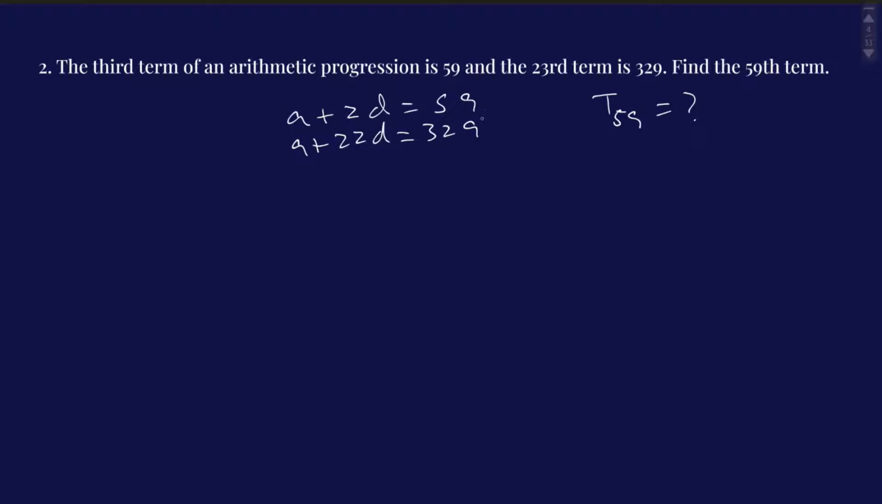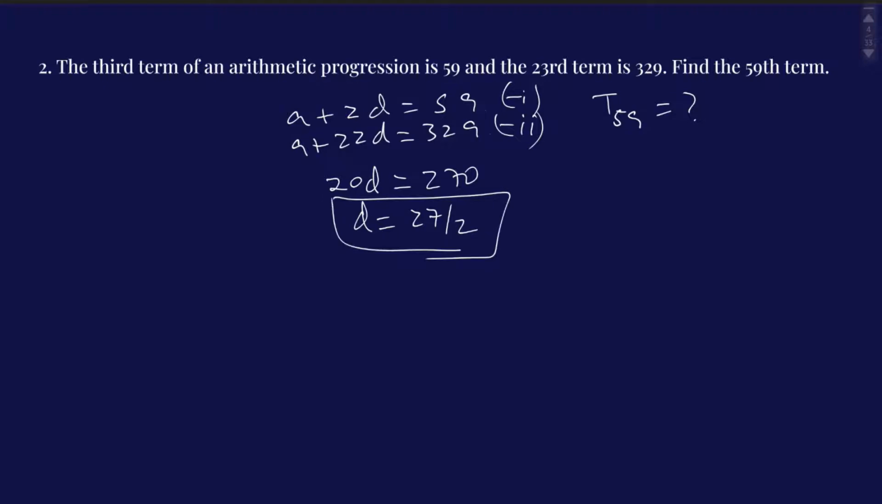Let's solve these equations. If we subtract the first equation from the second, a gets cancelled. We get 20d equals 329 minus 59, which is 270. So d is equal to 27 by 2. Now we can find a by putting d in the first equation. So a plus 2 into 27 by 2, which is 27, is equal to 59. So a is nothing but 59 minus 27, which is 32.